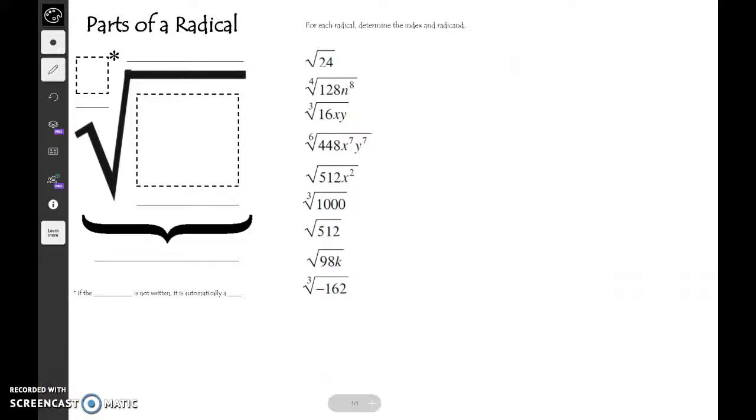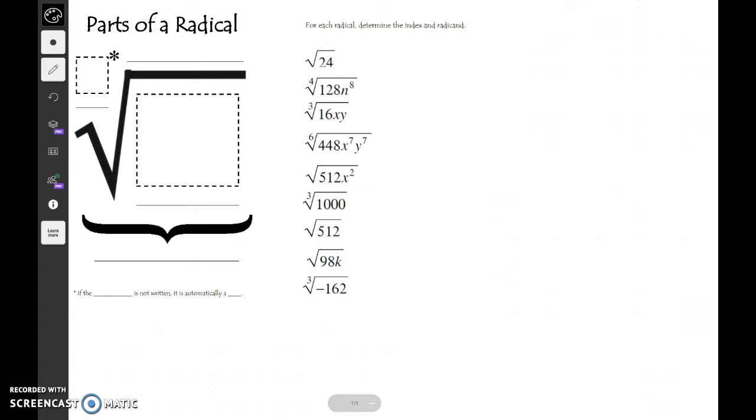Alright, so today we're going to be getting into what we call radicals and talking a little bit about what radicals are. We're also going to be simplifying radicals in today's lesson. So first thing we need to do, though, is get a general understanding of what a radical is and what the parts of a radical are.